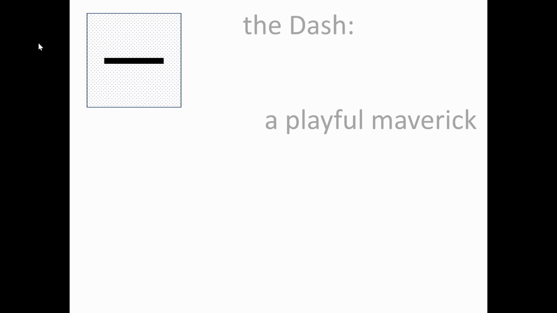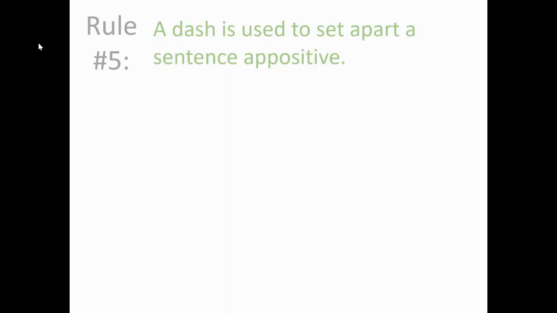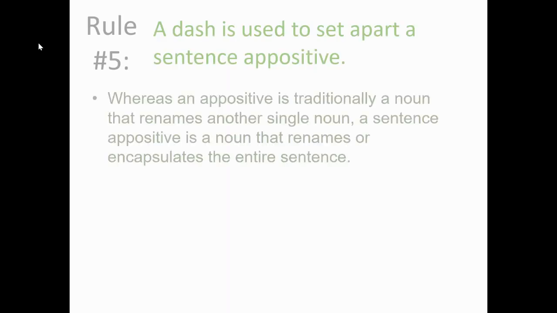So now we're going to move from being a handy conduit to a playful maverick. All right, so rule number 5. A dash is used to set apart what we call a sentence appositive. So pay close attention to this one.